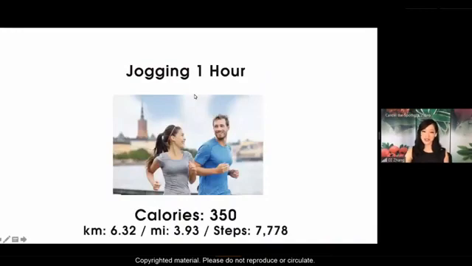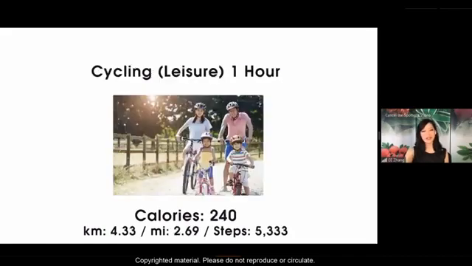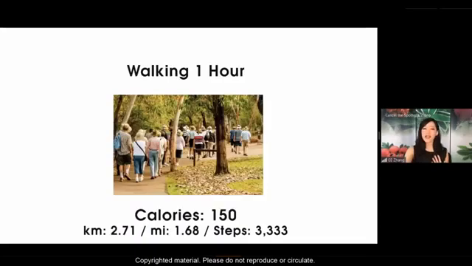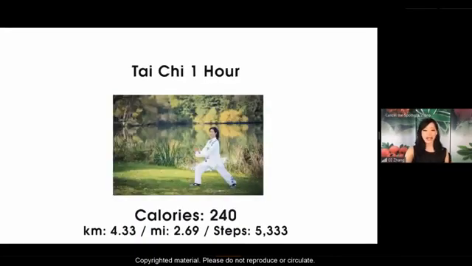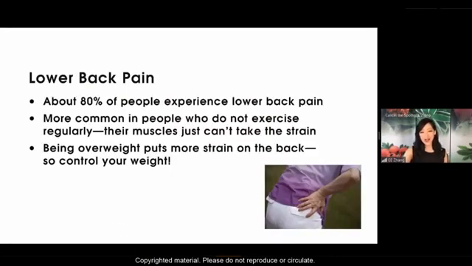So when it comes to exercise, you don't actually burn as many calories as you might think. For example, if you jog for an hour, you only burn 350 calories. Cycling, 240. Walking, only 150 for 1 hour. Tai Chi, 240. All right. So when you're looking at all of these exercises, what is best is to not take in the calories to begin with.